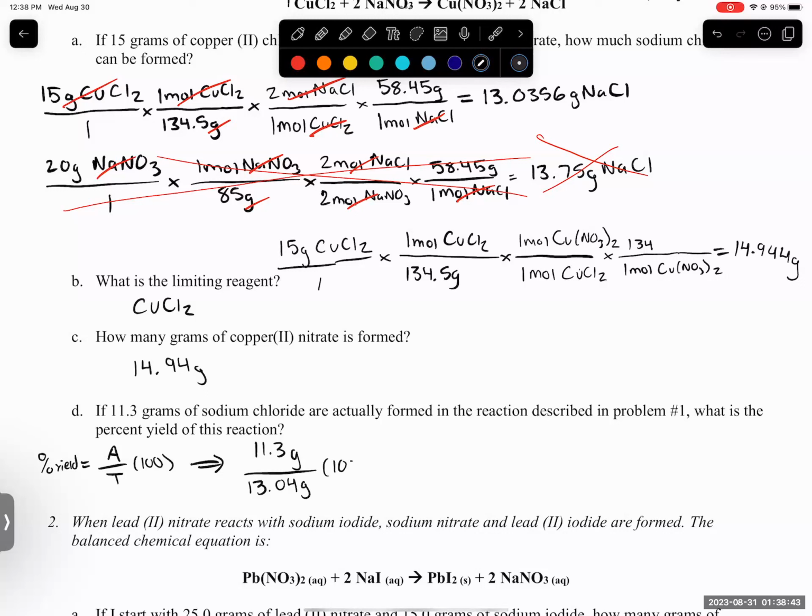And we're going to multiply that by 100. Do the math. So let's see if this chemist did a good job or not. 87%. That's pretty good. Although you can just buy sodium chloride at the store. You don't need to do all this.